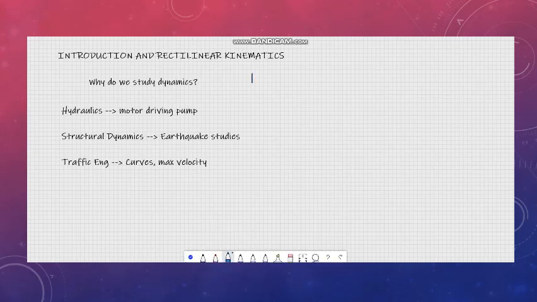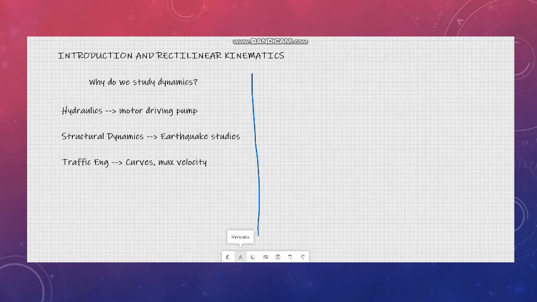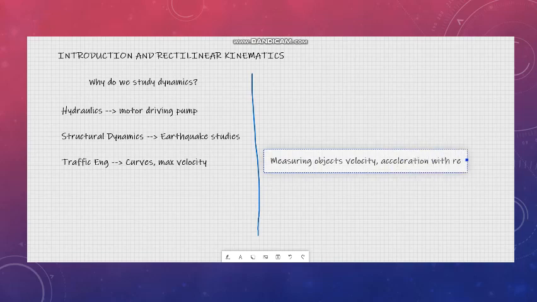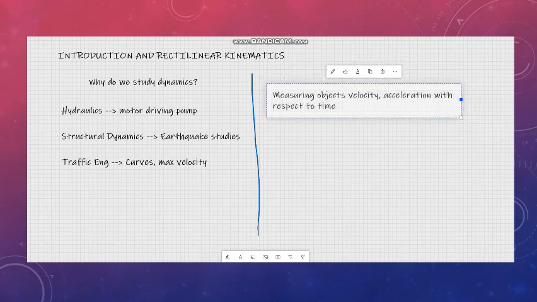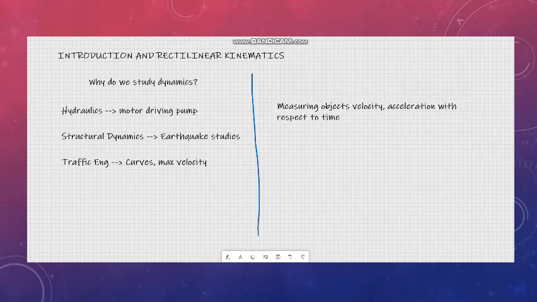In short, let's divide it into two and write it down here. What we are really concentrating on is measuring the object's velocity and acceleration with respect to time. Basically we are deriving the velocity and acceleration, and this acceleration ends up with forces acting on the object, so it will give us all the parameters. Velocity is going to give us the distance, and so on. So in motion we will see the velocity and acceleration, and then we will define all parameters according to the measures we can take using our dynamics knowledge.